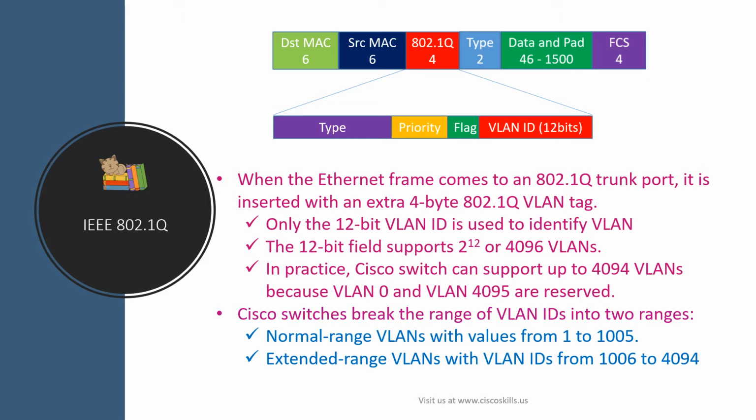Cisco switches break the range of VLAN IDs into two ranges: normal range VLANs with values from 1 to 1005, and extended range VLANs with VLAN IDs from 1006 to 4094.